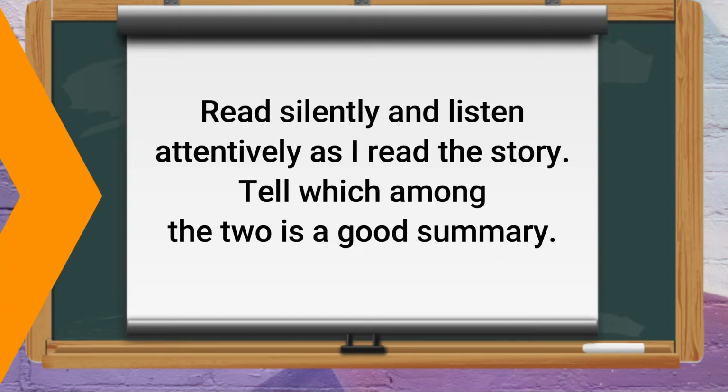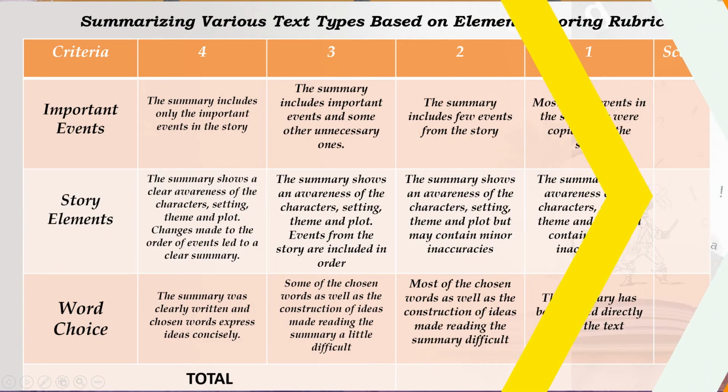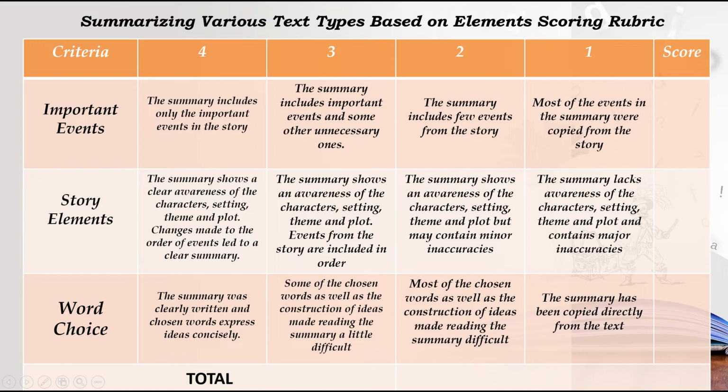Here's your first practice task. Please be guided with this scoring rubric in doing your practice tasks. We have the following criteria to be considered in summarizing. First to be considered is the important events, followed by the story elements, and lastly, the word choice.